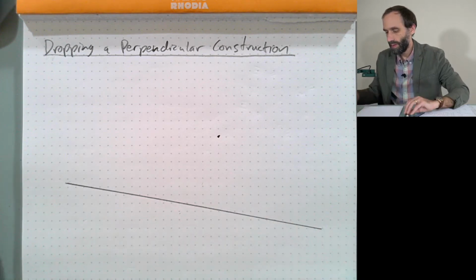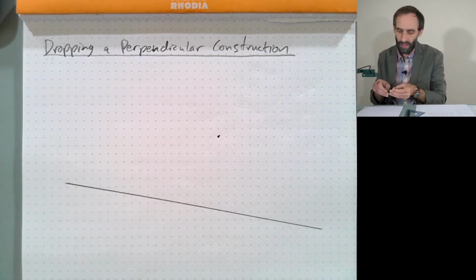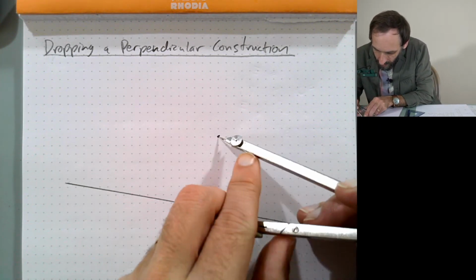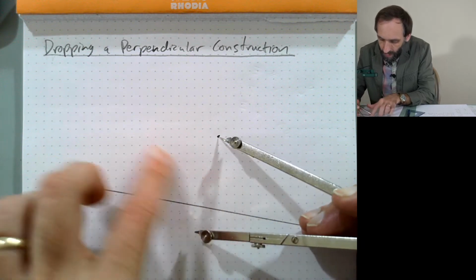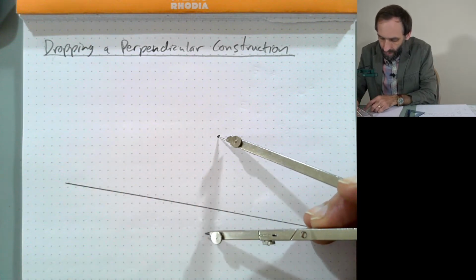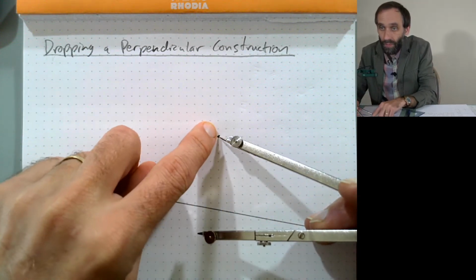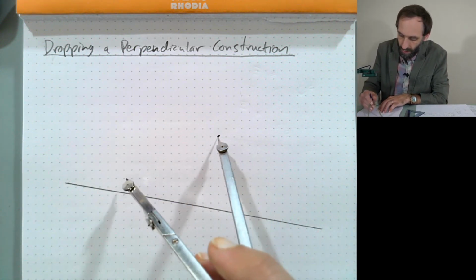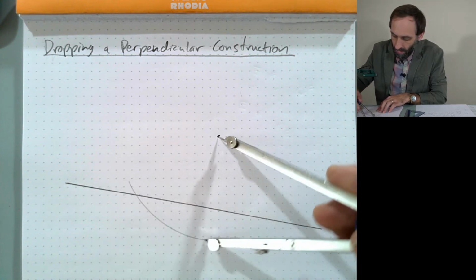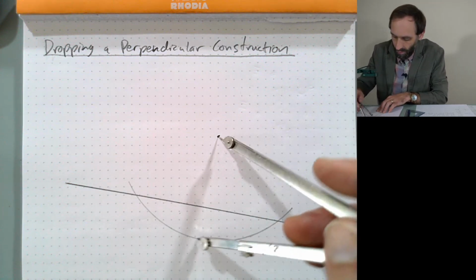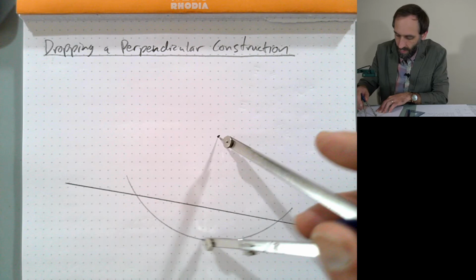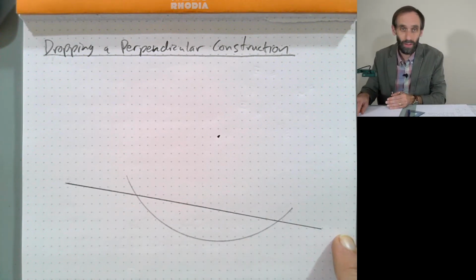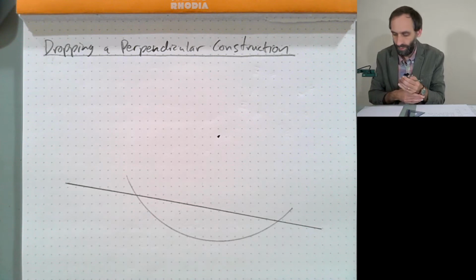Now the first step in this construction is to set our compass, first of all, centered at that point, and then set it to be a bit longer than the distance from the point to the line. And once you set it to be a bit longer than that distance, you can draw an arc like this. Make sure that arc intersects the line in two different spots. If the arc goes past the line, you can just extend the line.